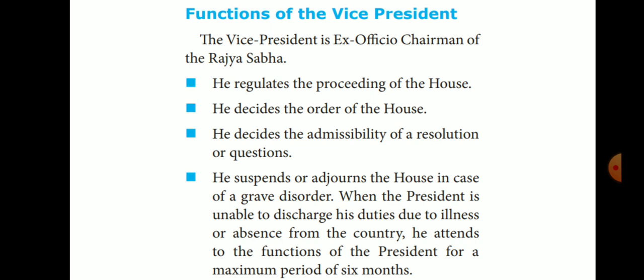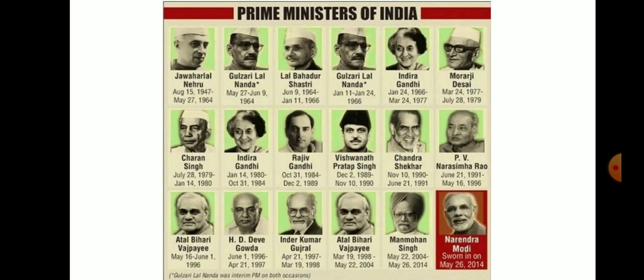in a grave disorder. So, when the president is unable to discharge his duties due to illness or absence, he may be moved out of the country for any treaty to be signed between other countries. He attends the function of the president for a maximum period of 6 months. This was the main function of the vice president, that is, in the absence of the president.